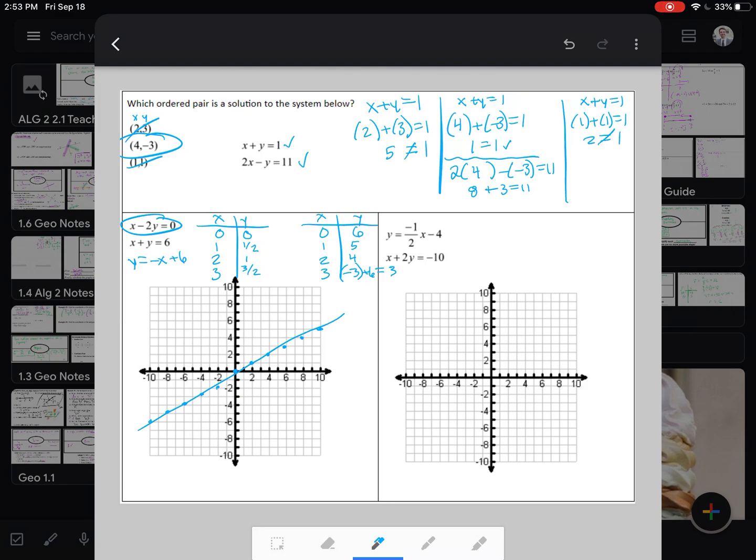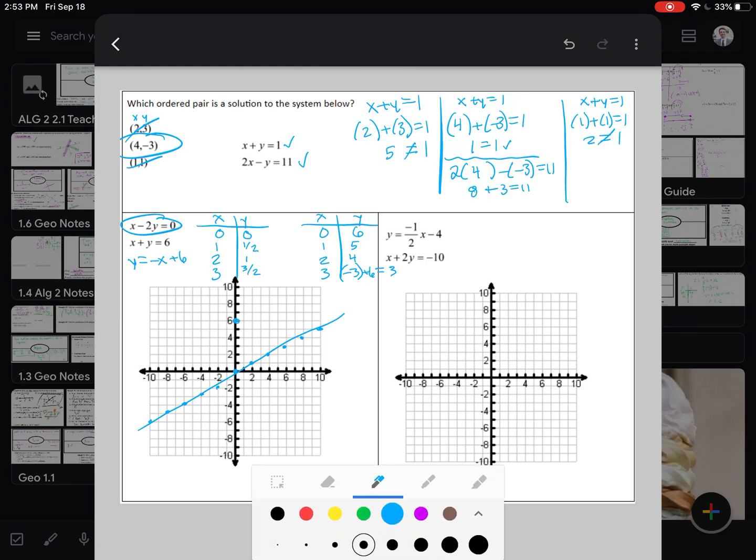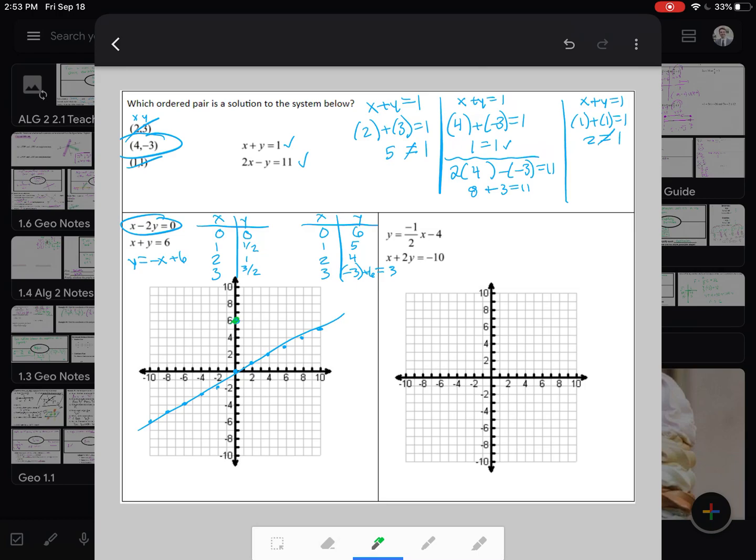Okay, so let's start off at (0, 6). I'll do this in a different color, actually. Go down 1, we go down 1 every time. So it looks like our point of intersection we just found is right here at x equals 4.